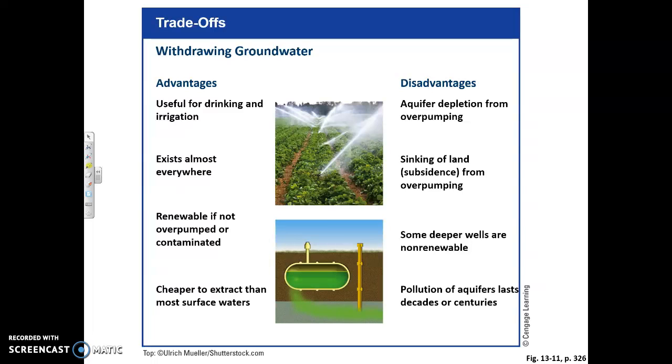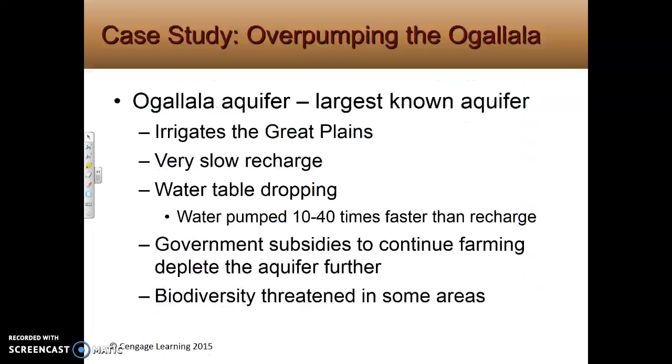One of the problems, though, is that we're pumping the aquifers faster than what they can be replenished. And so that's, in some cases, causing subsidence, which is the sinking of the ground. Some of the wells are quite a ways down there, and the deeper the wells, the more expensive they are to drill. And one of the problems with using the groundwater is that if the well is contaminated, that pollution is going to be down there for centuries. It's not easy to clean up. So there are some pros and cons to using groundwater.